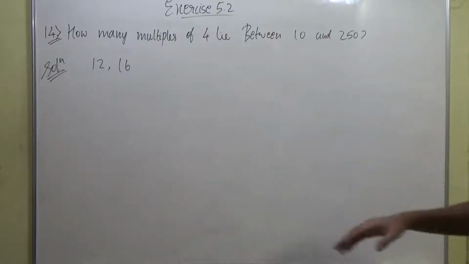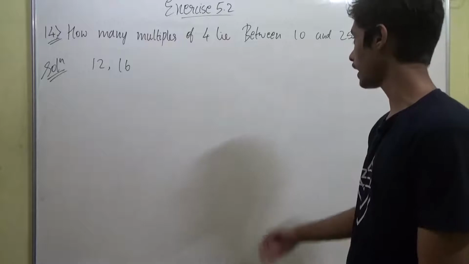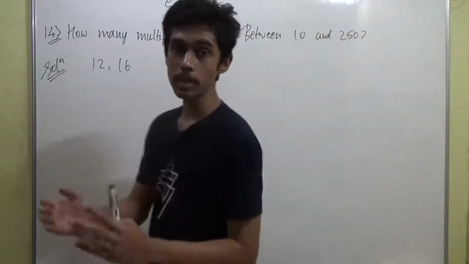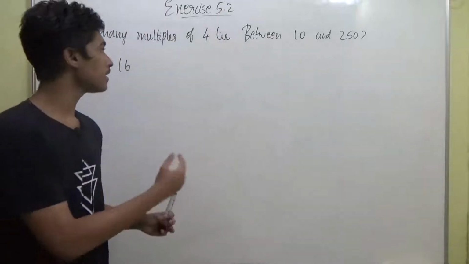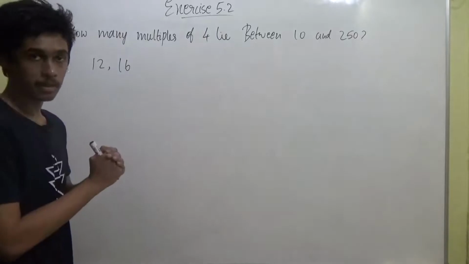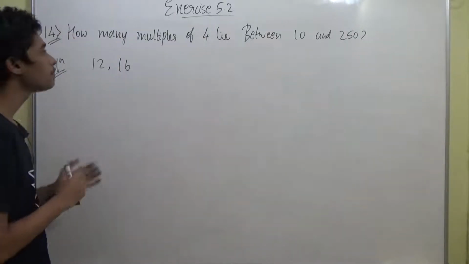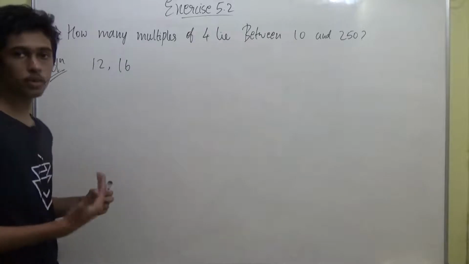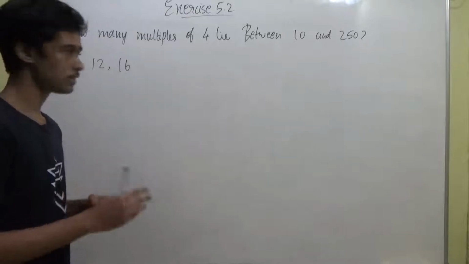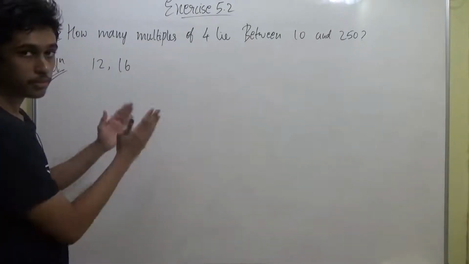Okay, now let's go to the 14th question, guys, which says, how many multiples of 4 lie between 10 and 250? Now we have to tell how many multiples of 4 are there in the numbers between 10 and 250. So the first multiple between 10 and 250 is 12, correct? Because tell me the 4 table, guys. 4 ones are 4, 4 twos are 8, 4 threes are 12. So 12 is the first number between 10 and 250 in the 4 table.